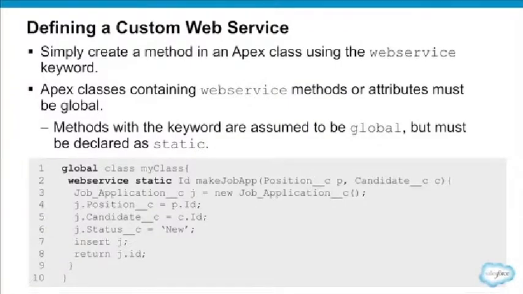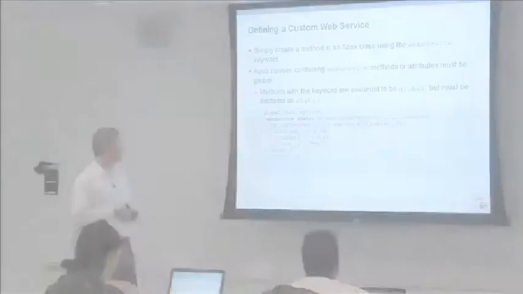We've defined that the parameters are a position object and a candidate object, and that the return type for this web service is going to be an ID. One of the things that our WSDL generator will do for us is to define the SOAP representation, in this case, of the position and the candidate that would be sent over the wire when requesting this SOAP-based web service.